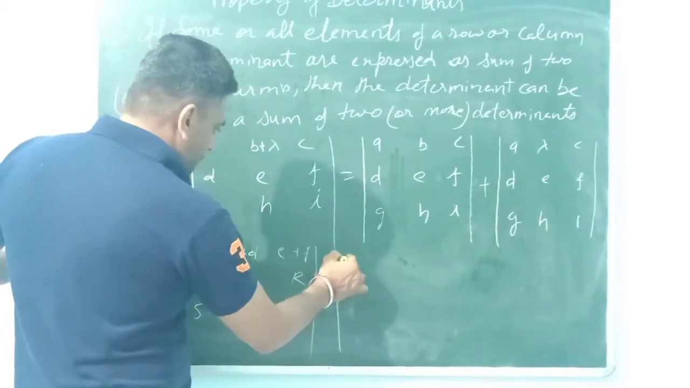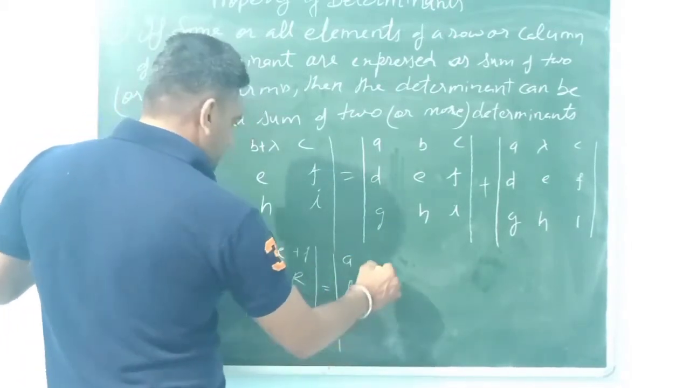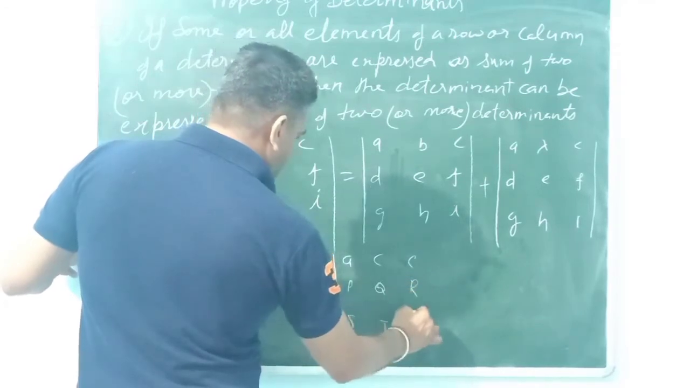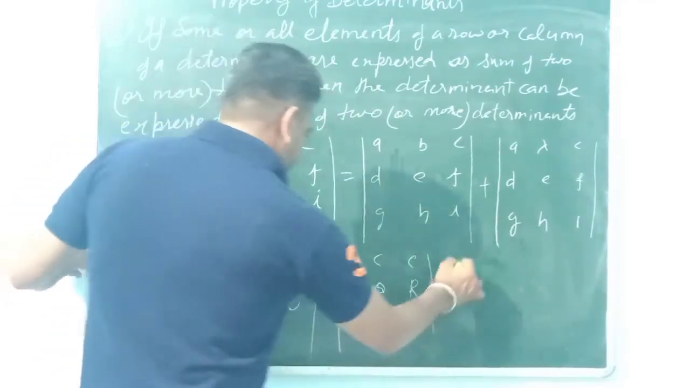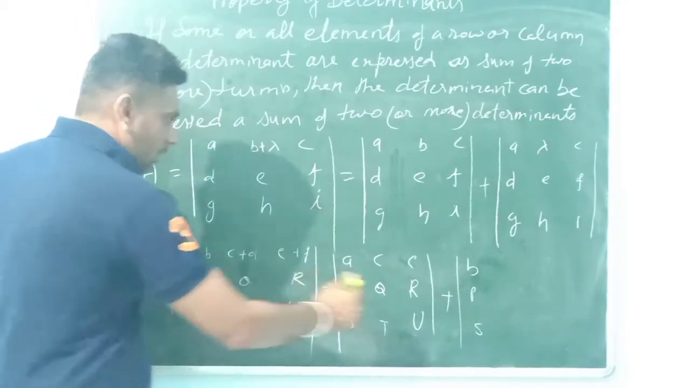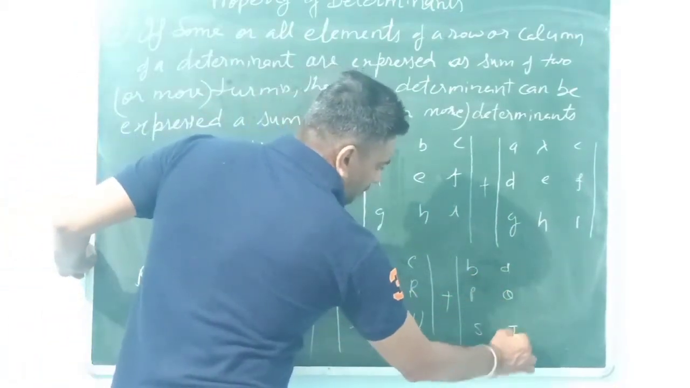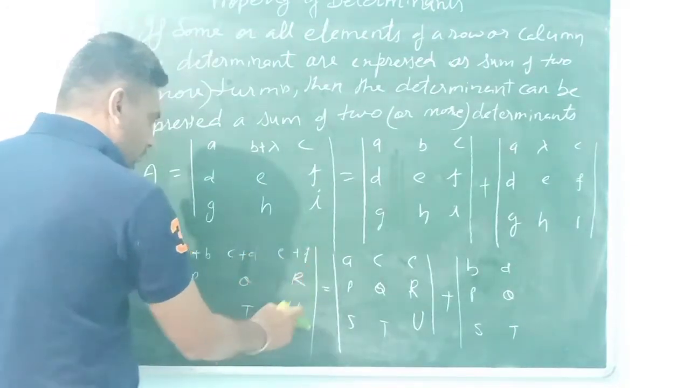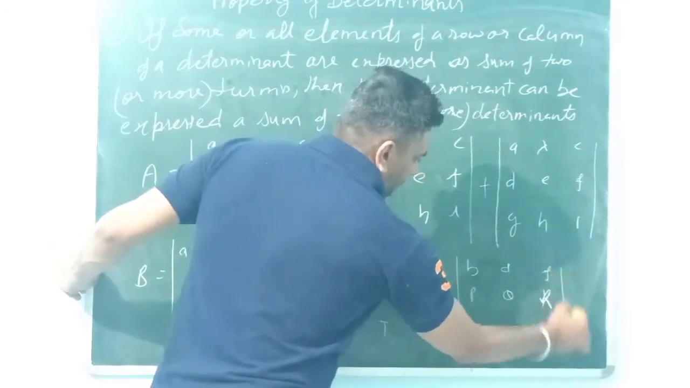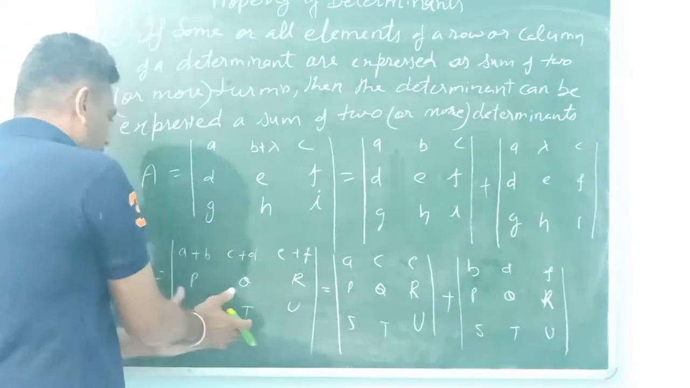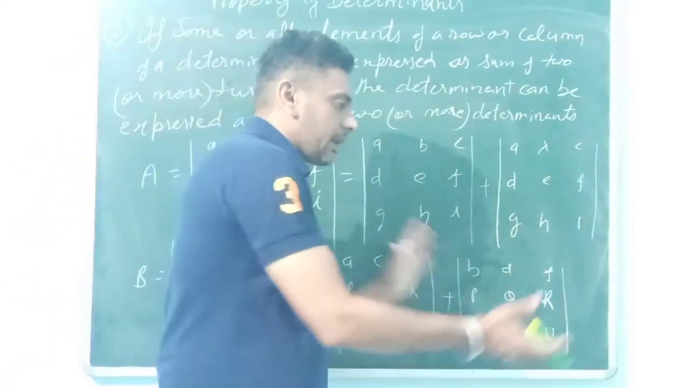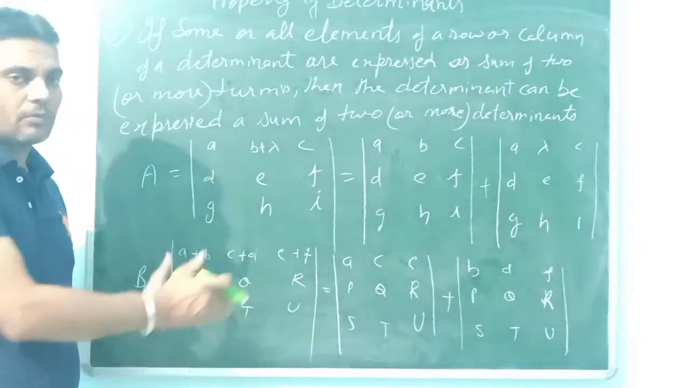Now this can be expressed as A, P, S, C, Q, P, E, R, U plus B, P, S, D, Q, T, and F, R, U. Now the value of this single determinant is equal to the sum when we calculate the values of these two determinants and add them together. The value is the same in this form also.